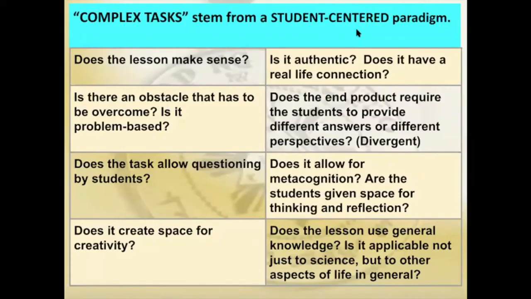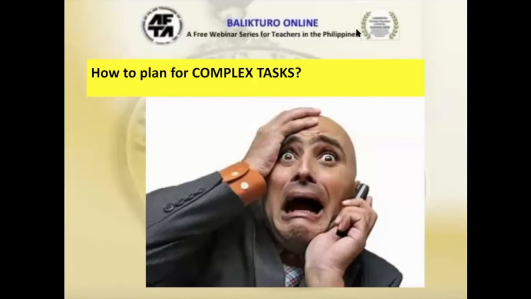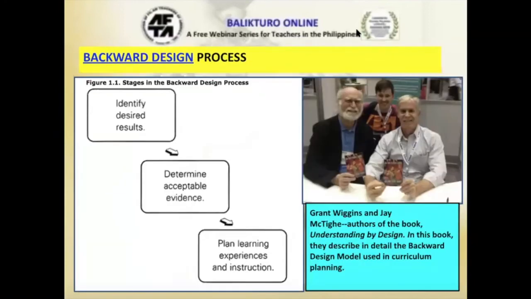I wanted to have a rubric. I wanted to have a checklist of characteristics of this complex task. So whenever I do a lesson, I will just go to this and ask myself, does this lesson make sense? Is this authentic? Does it have a real life connection? Is there an obstacle that has to be overcome? And so on and so forth. If the answer to all these questions would be yes, then I would be happy.